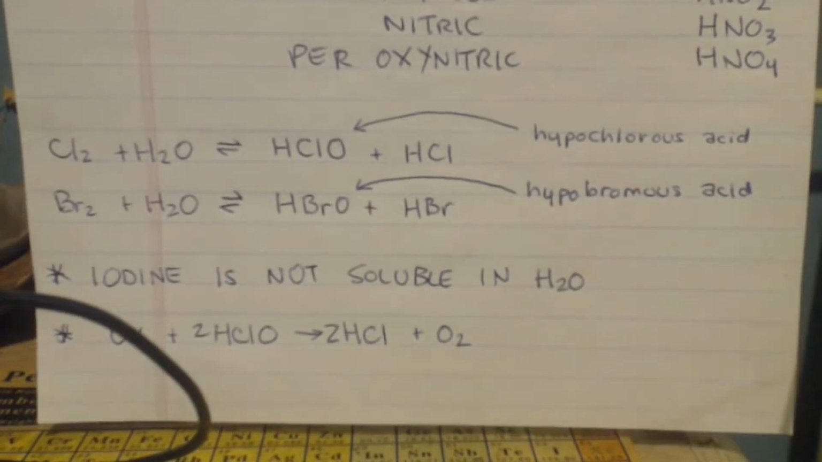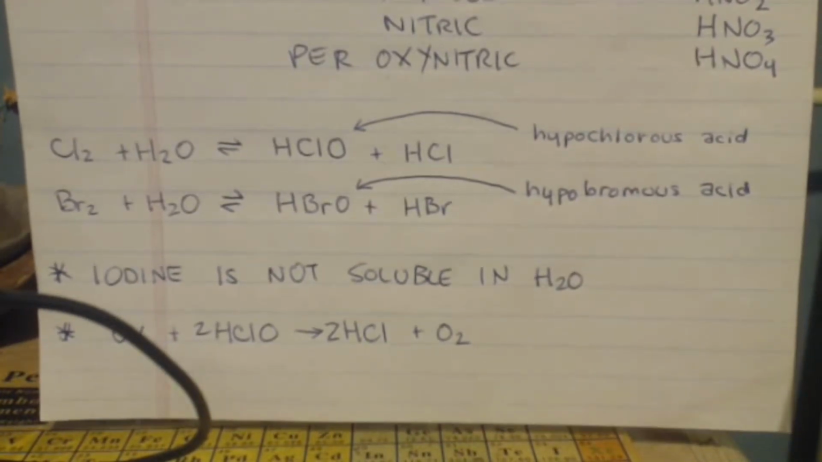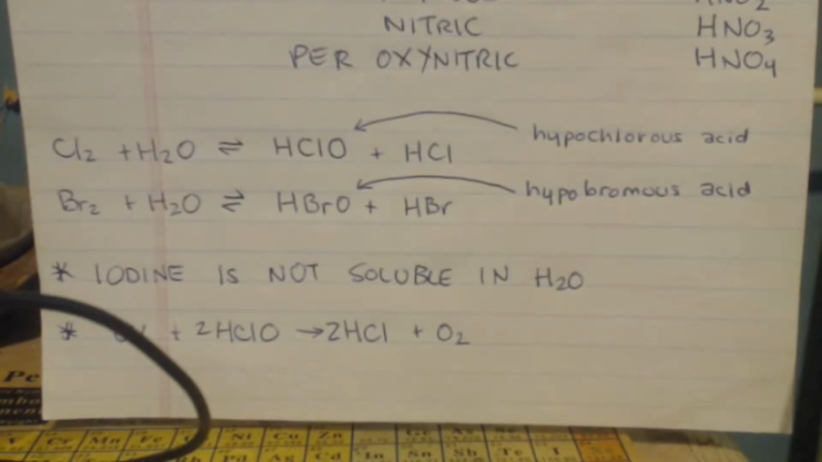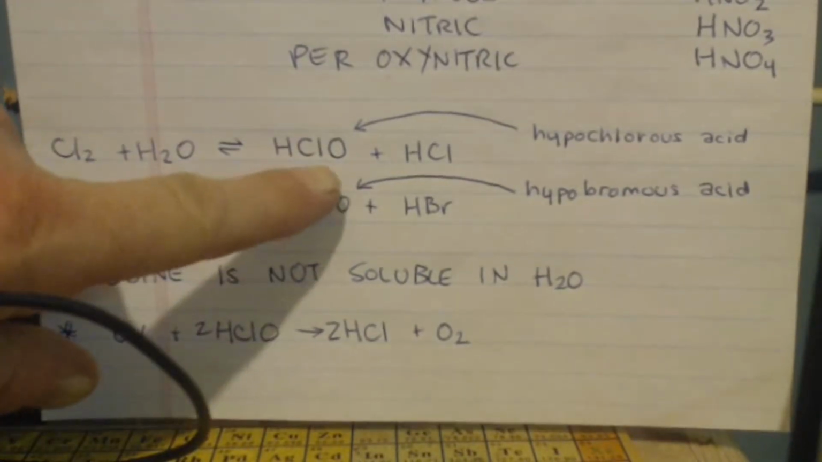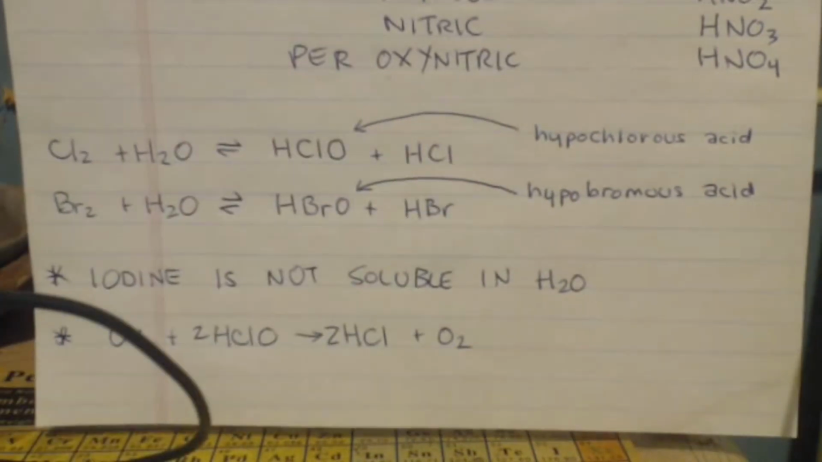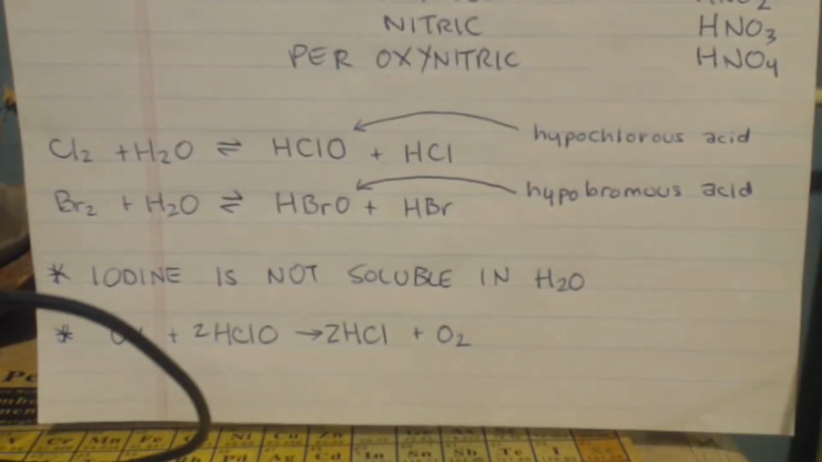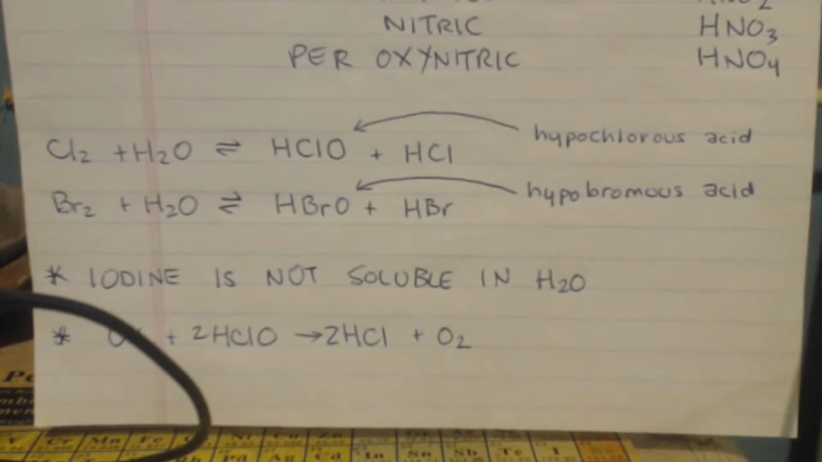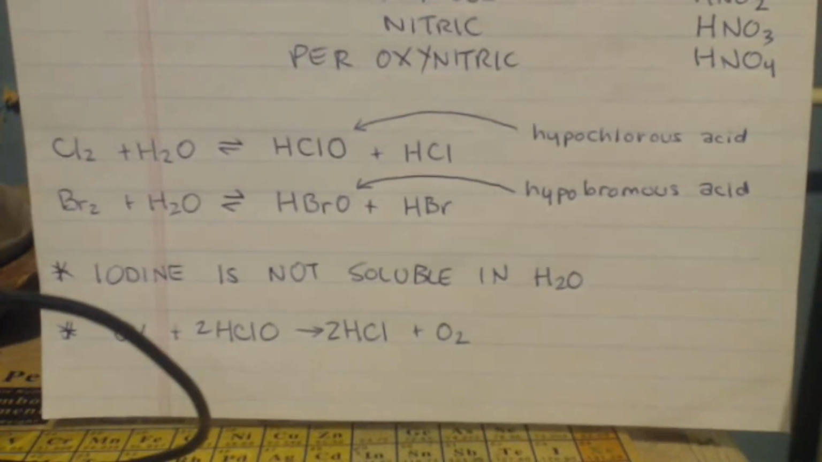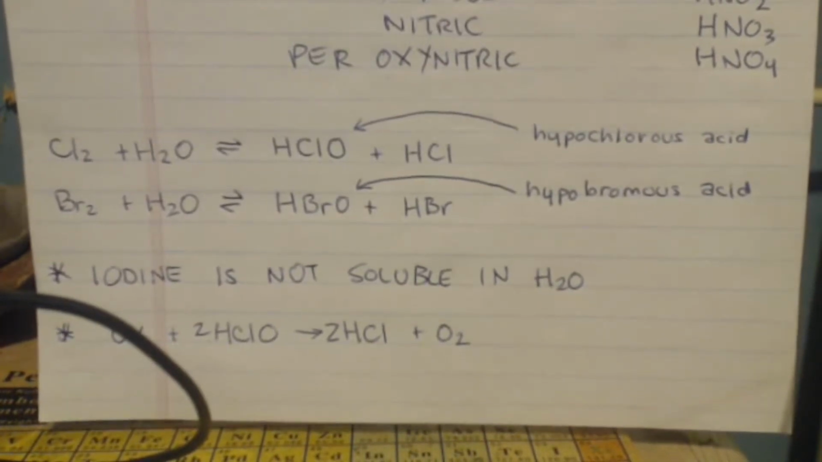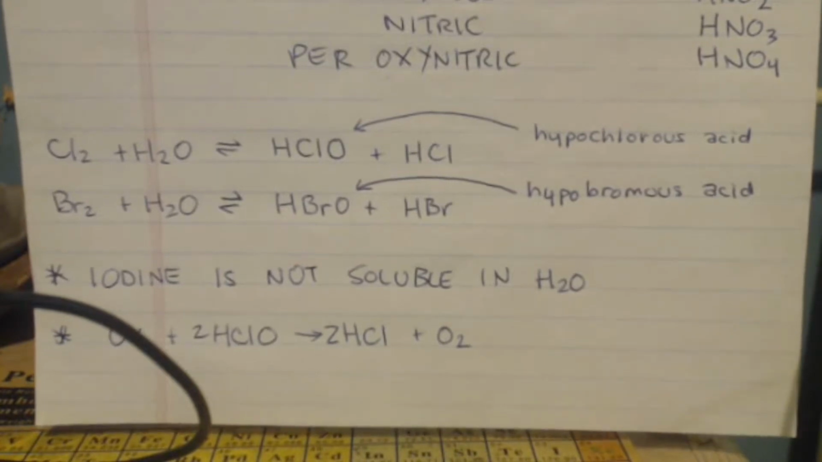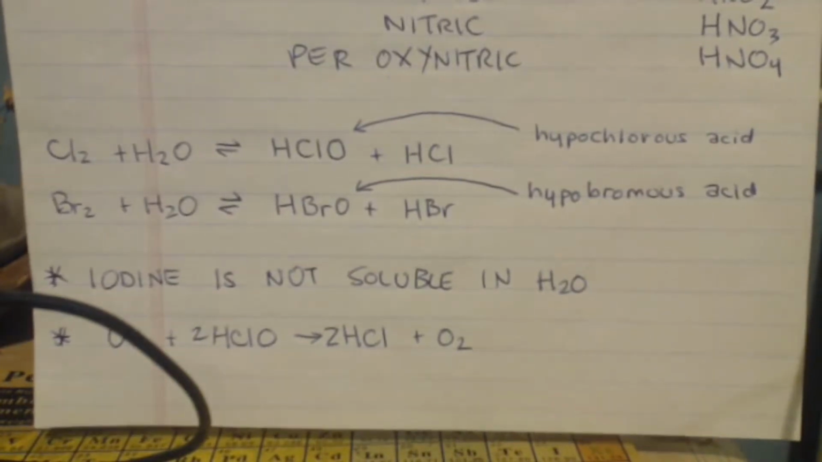Now, iodine isn't that soluble in water. If you want to make HIO and HI, then you have to do it a different way. I think you put some kind of silver nitrate maybe in there, some salt, to maybe catalyze it. I can't remember. I'm not going to do that though. Let's go to the next page.